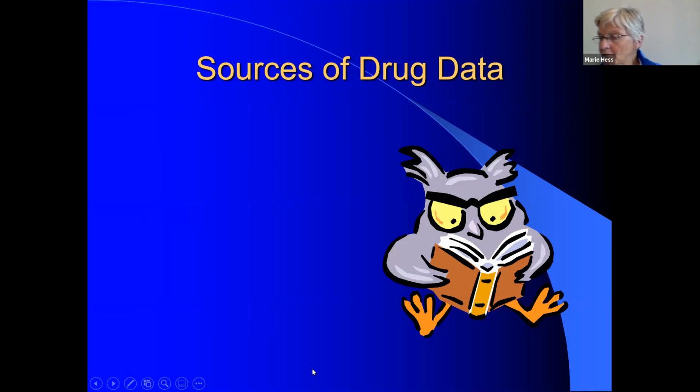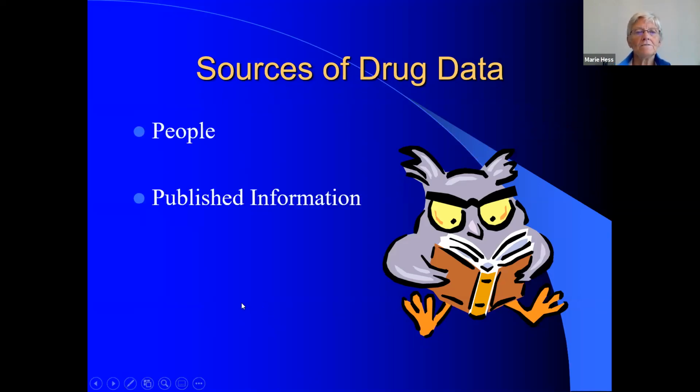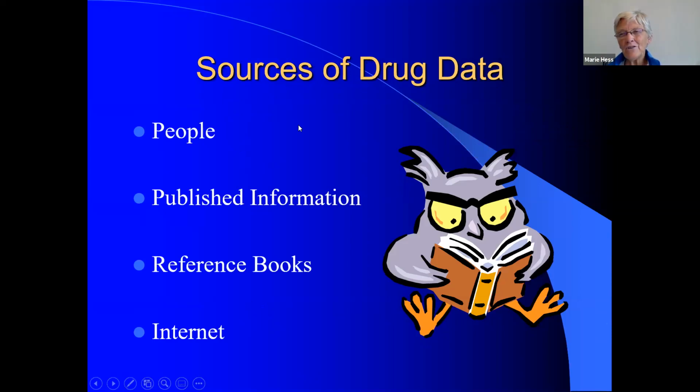Sources of drug data. You want to make sure that you're getting good information. Don't ask your next door neighbor about drugs, they don't know stuff. If you're going to ask people, ask clinicians, physicians. Pharmacists are great. Clinical pharmacists can tell you everything you want to know. I oftentimes consult a clinical pharmacist if I have a question about a particular medication.